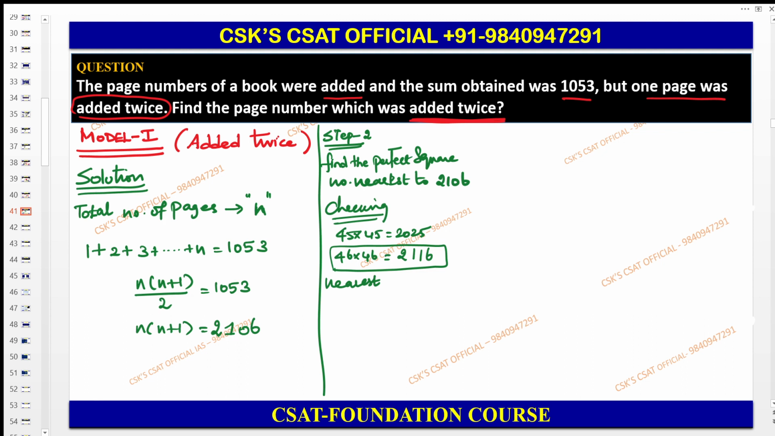Are you understanding what I am trying to say? If it is not added twice, then the actual value is lesser than 1053. Clear? Therefore, I am writing here: 1053 is greater than the actual value. Am I right? Since one page is added twice, therefore 2106 is also greater than the actual value. Please remember, follow this step.